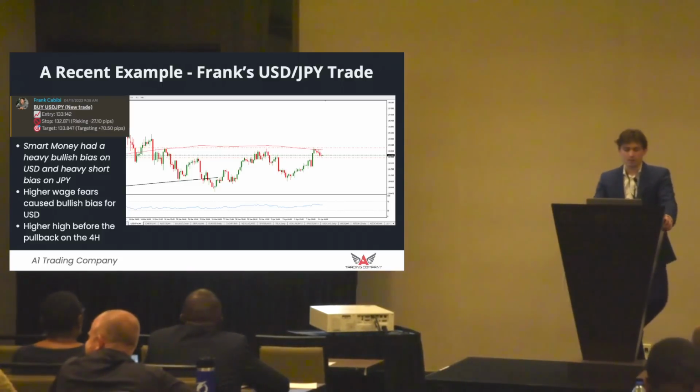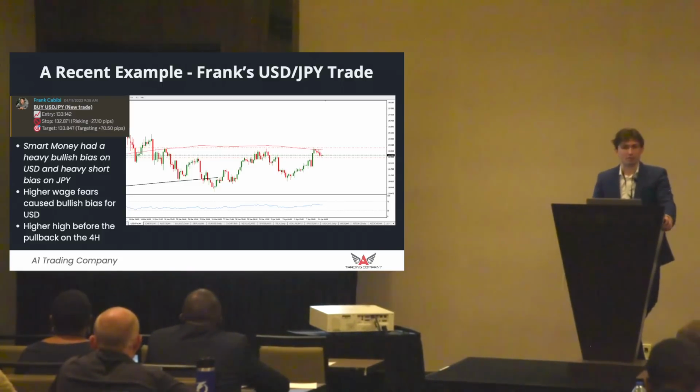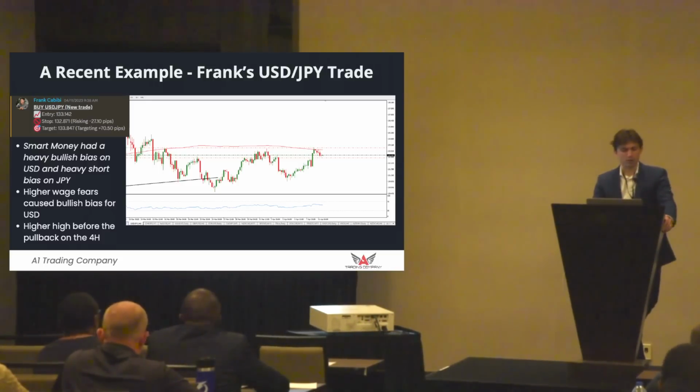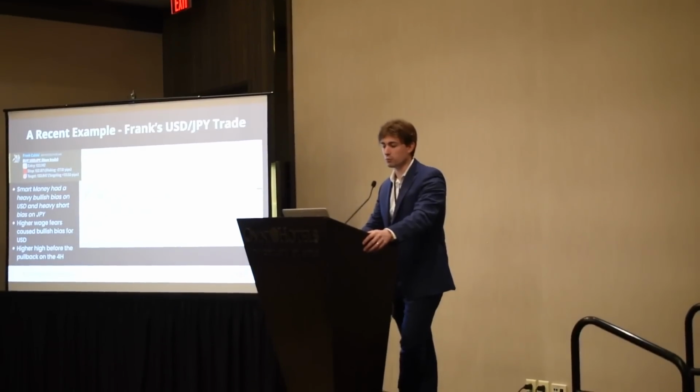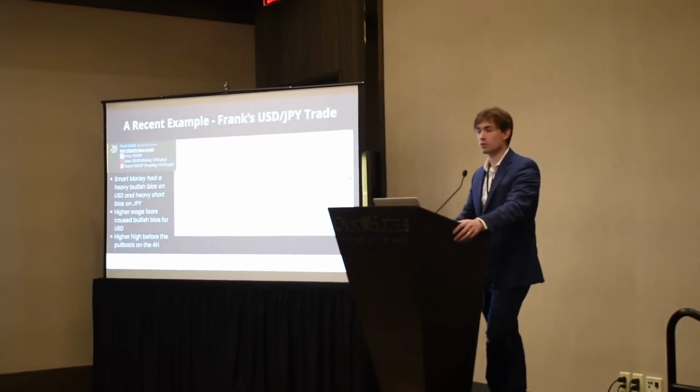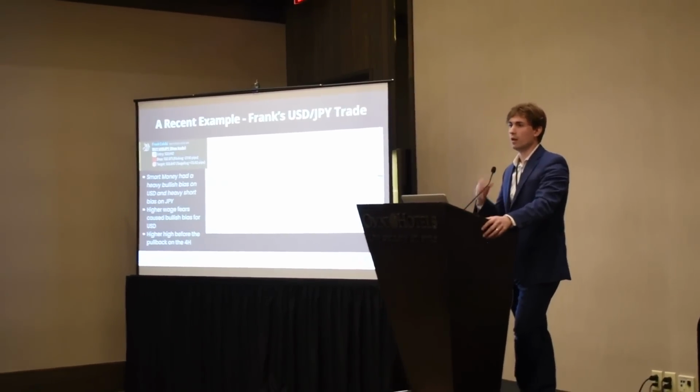So in this case, smart money had a heavy bullish bias on the US dollar and a heavy short bias on the Japanese yen. It actually still kind of does as of the most recent data that we've seen. Well, Frank was looking at that and saying, well, if big money is buying the dollar and they're shorting the yen, that's data to take into account when placing a trade. So he actually decided to get long, where there was also some fundamental or geopolitical stuff going on, but higher wage fears caused the bullish bias for US dollar, right? So there's some contributing factors there. And there's also a technical component to what we do. So we'll get to that.